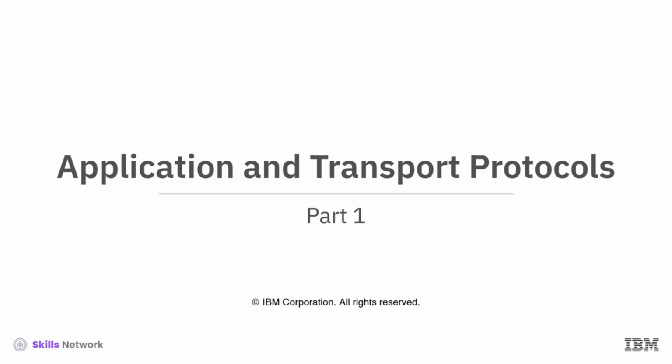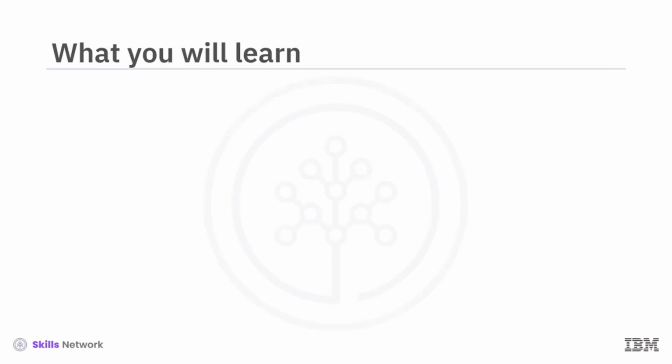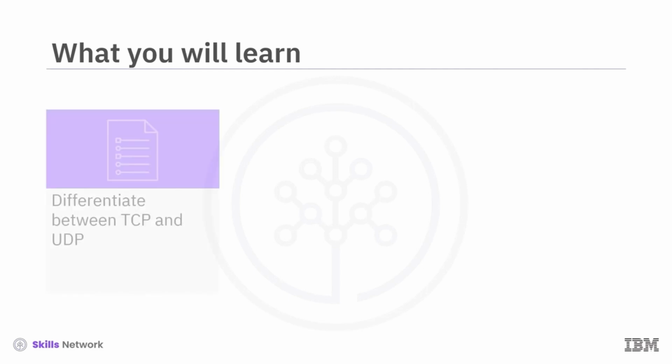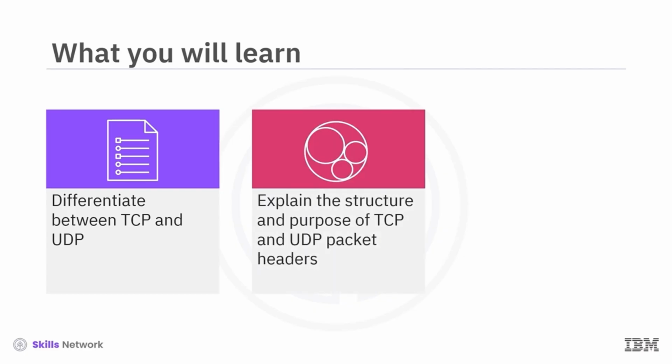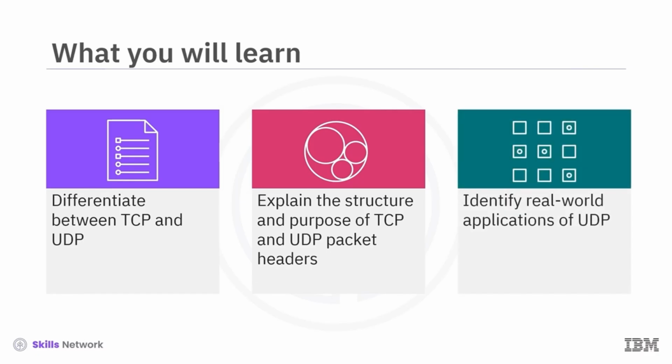Welcome to Application and Transport Protocols, Part 1. After watching this video, you'll be able to differentiate between TCP and UDP based on their characteristics, explain the structure and purpose of TCP and UDP packet headers, including the significance of source and destination ports, and identify real-world applications of UDP and explain why UDP is chosen for those applications over TCP.